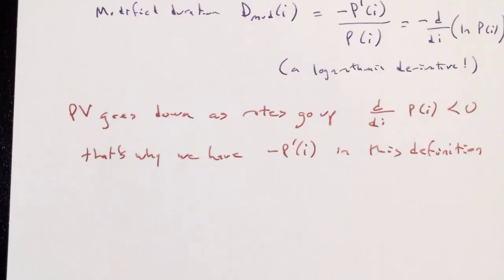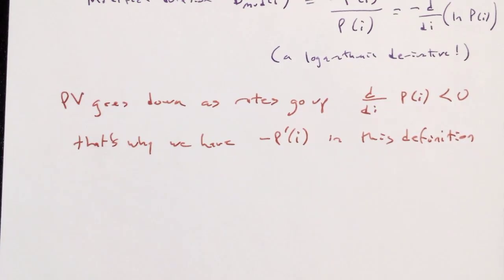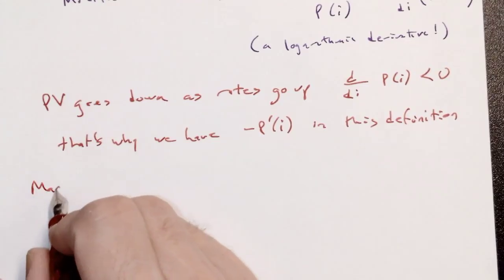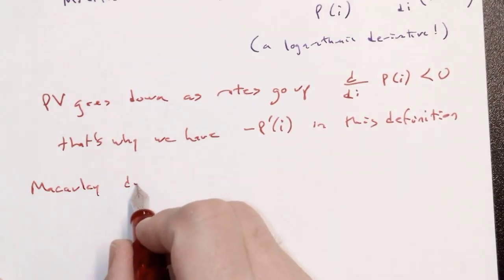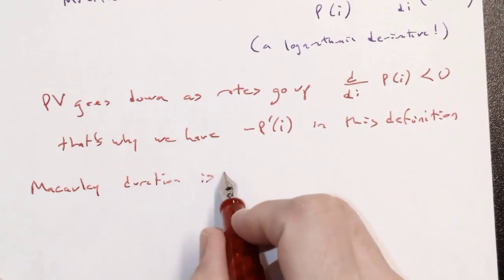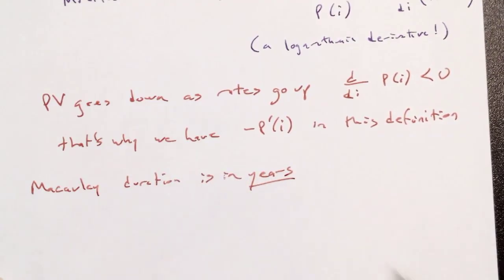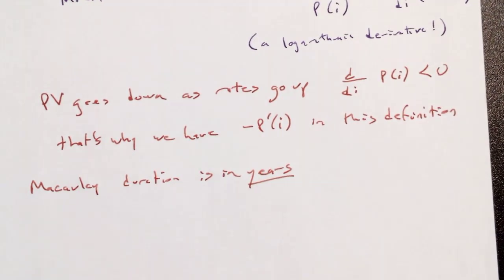By the way, because of that, we're always going to use the word modified when we talk about this version of duration. Macaulay duration is in years, but modified duration isn't. That 1.818 number that you gave me, Adam, that's years. 1.8 years is the duration of that loan from Macaulay's perspective. Modified duration has a different unit.